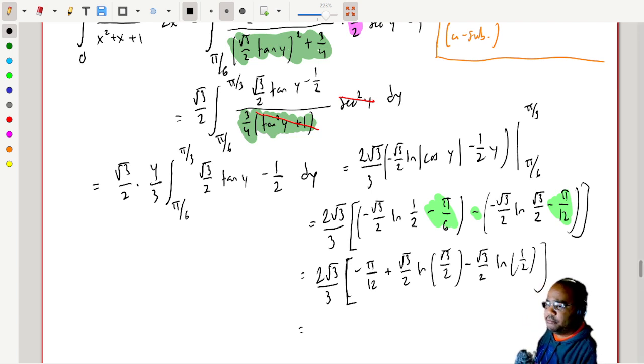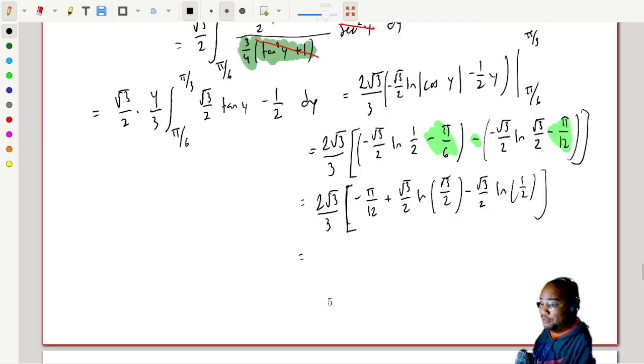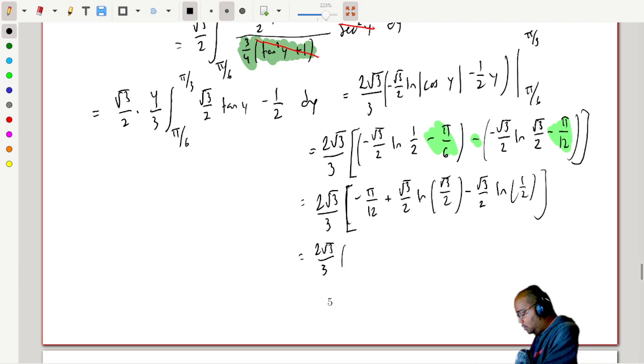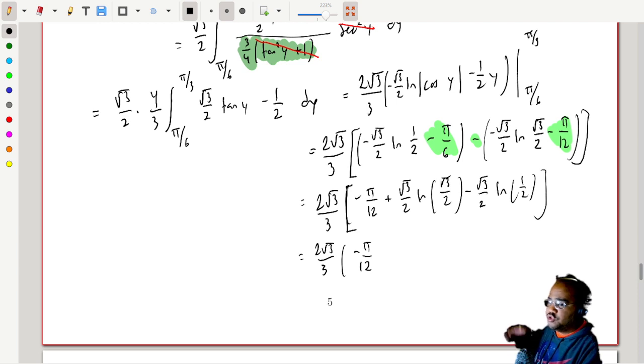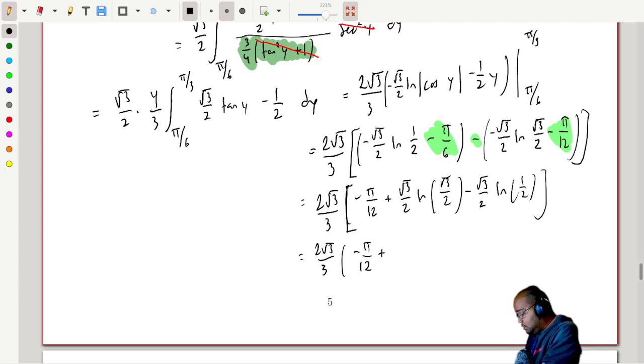And I can keep cleaning up here. Let me give myself a bit more room here. Oh, we're at the end of the page, basically. All right. So if you do the work here, that shouldn't be too bad. So I'll have a minus pi over 12 in the front there. But for those two logarithms, I can factor out some stuff and do some other things with log properties and the like. You will see that we get, let's see here, what did I write down? We'll have a square root 3 over 2 times log of square root 3 over 2 minus log of 1/2.